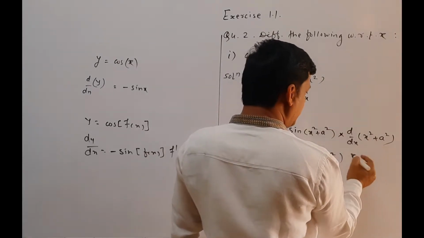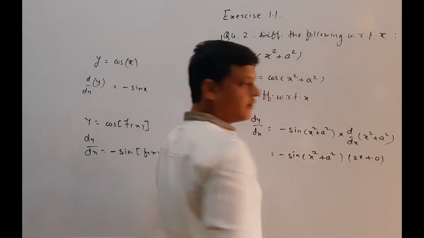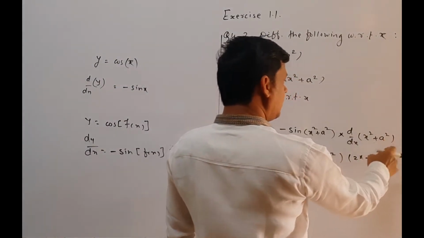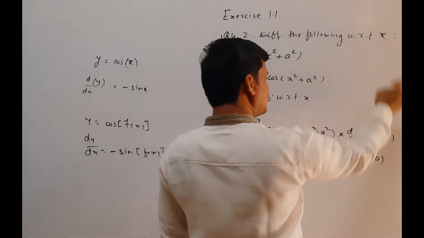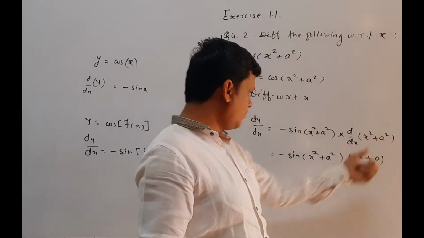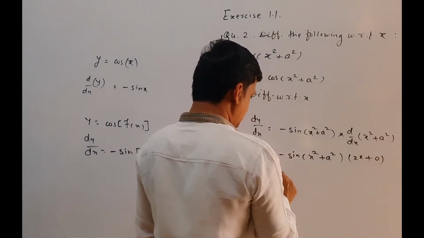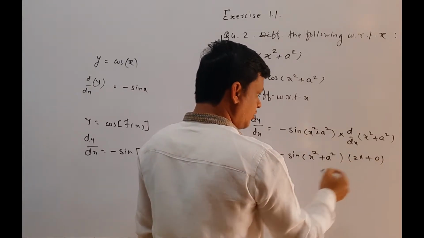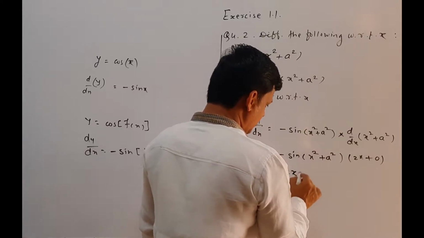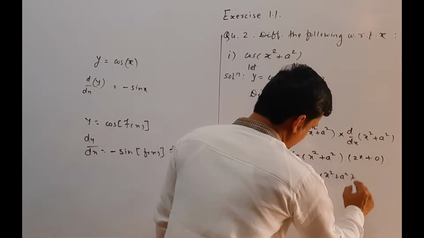Then the derivative of x square is twice x. The derivative of a square is 0 because a is a constant. Because we are differentiating with respect to x, here the letter is a. So when we differentiate this a square, we get its derivative as 0. So we write 2x plus 0 as 2x. We write 2x at first position, with this minus sign. So minus 2x into sin of x square plus a square.